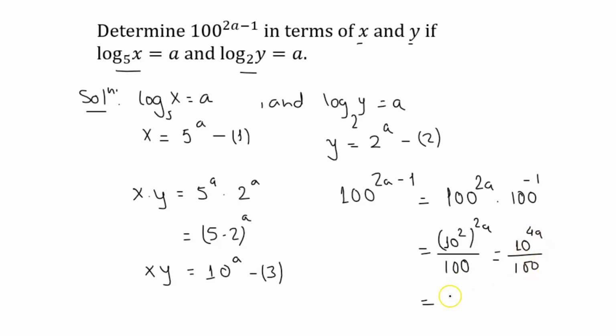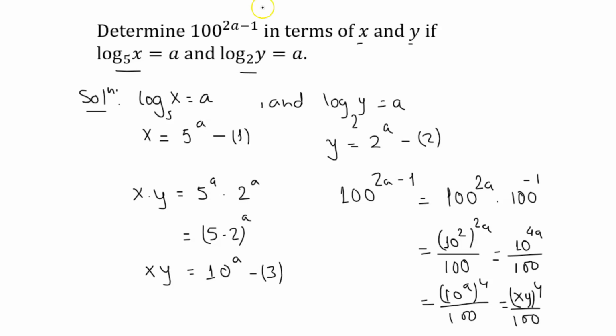Now 10 raised to the power of 4a is simply 10 raised to the power of a whole raised to the power of 4 divided by 100. This is done so that 10 raised to the power of a can be replaced with x, y. So that means we have x, y whole raised to the power of 4 divided by 100. So this is the final answer.